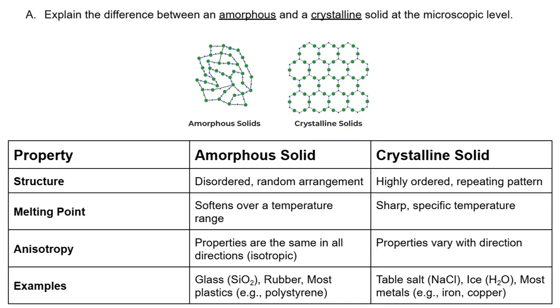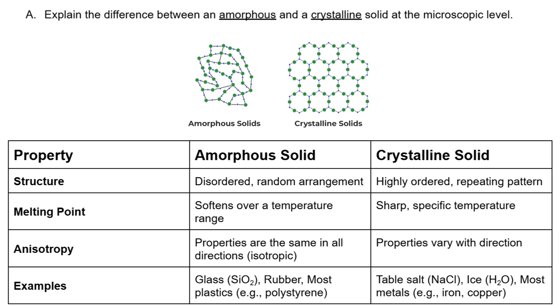So the main difference between amorphous solids and crystalline solids simply has to do with how the particles are arranged at the molecular level. Amorphous means without shape. The particles in an amorphous solid are very disordered. They have high entropy. They are randomly arranged. They're kind of messy. Whereas in a crystalline solid, you have highly ordered molecules in a repeating pattern that are highly organized and have very low entropy.